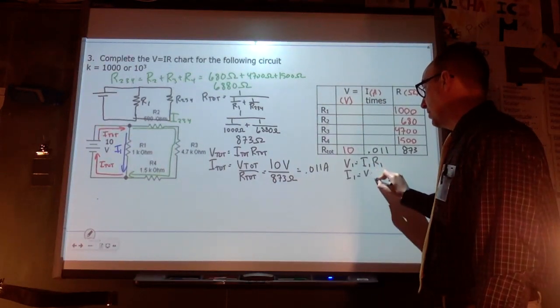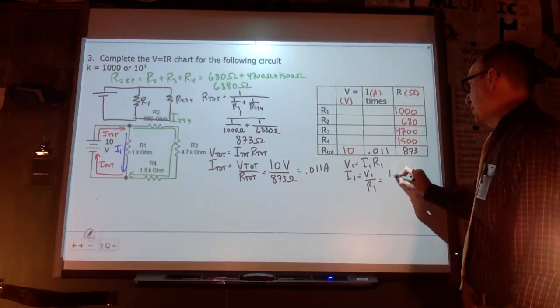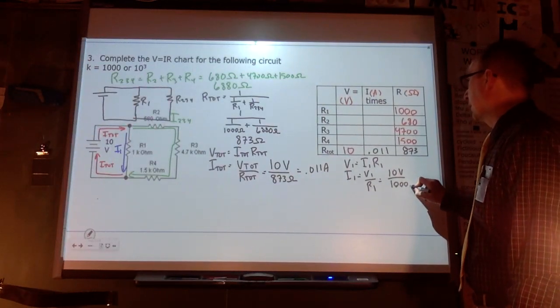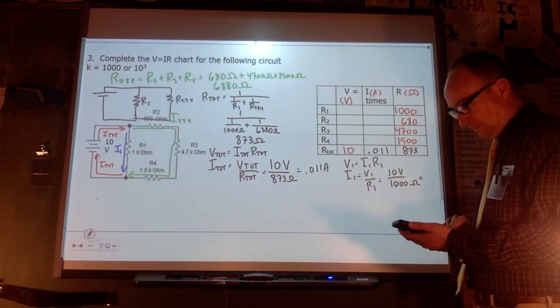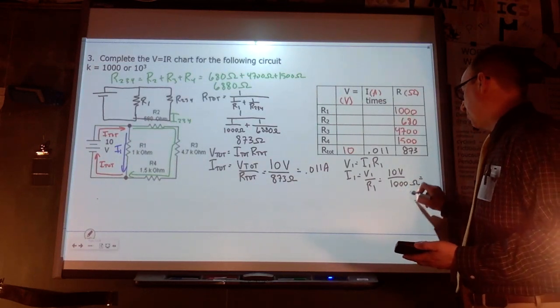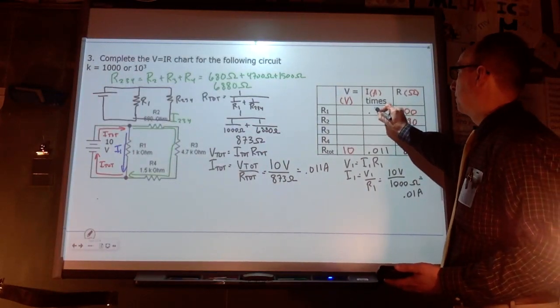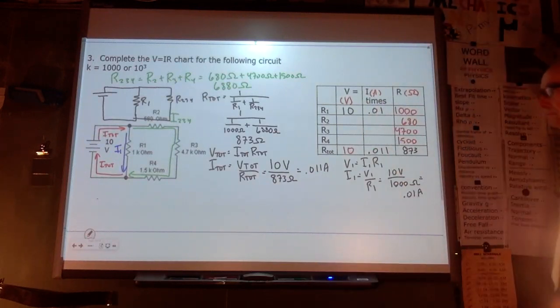So my current should be V1 over R1. So this is going to be 10 volts divided by 1,000 ohms. 0.01. And that gets all 10.